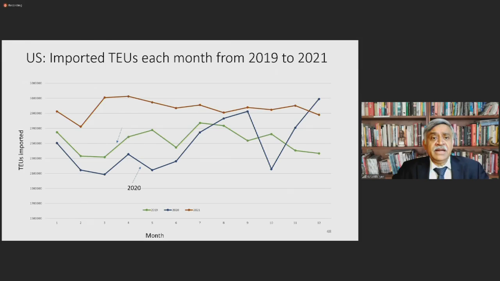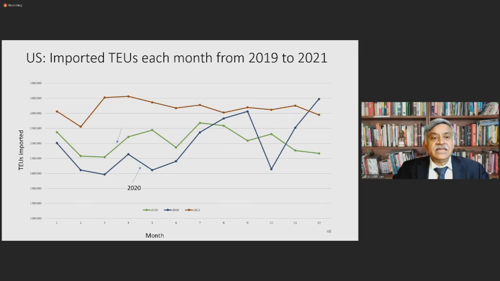So if we go to the next slide. Now I want to get you to think about all those containers going through and ask, how much is actually being imported into the United States, and how has that changed over time? So the x-axis is months, January through December, 1 through 12.